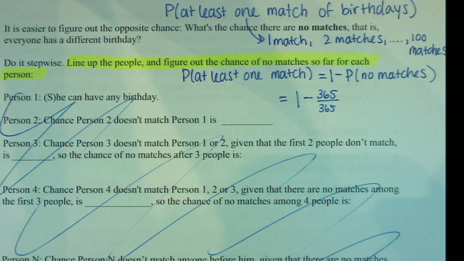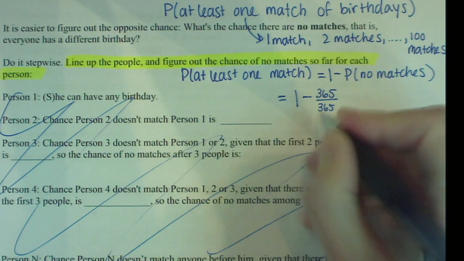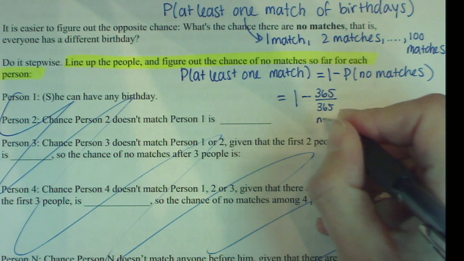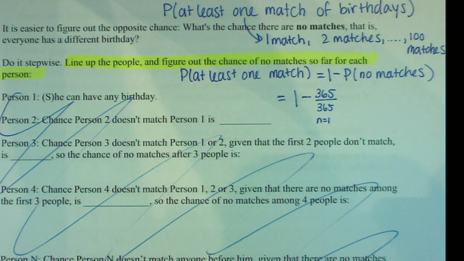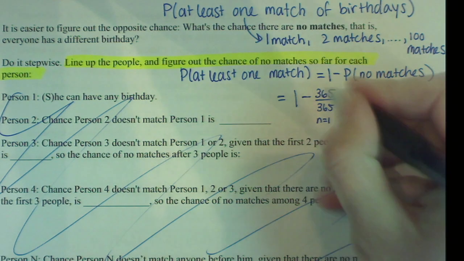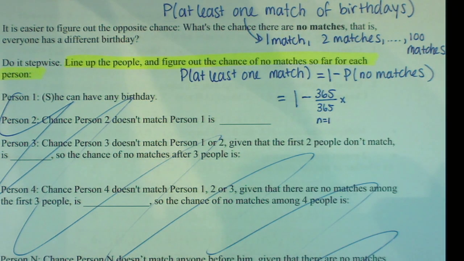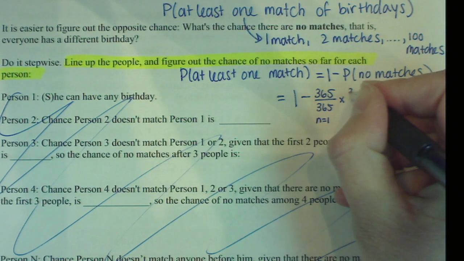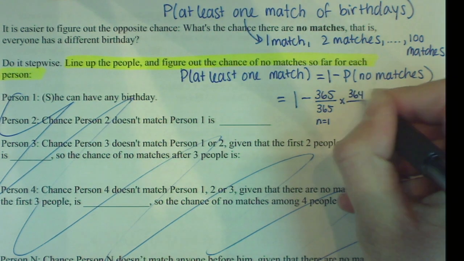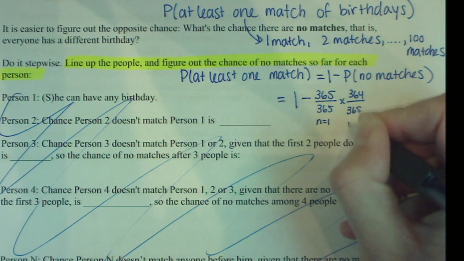364. Yeah, most of you guys got it. 364. So I want me, person 1, so I'm going to call me n equals 1, to not match, and the second person not match. So I'm going to multiply, right, for the multiplication rule. The chance that the second person doesn't match me is 364 over 365.